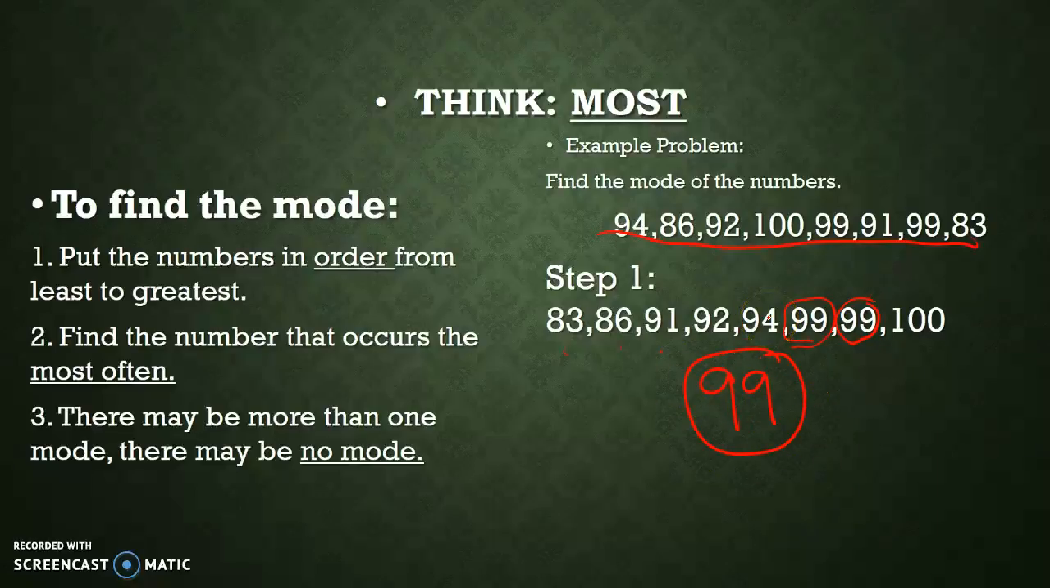Now, something important to know about mode. Okay, there may be more than one mode, so you may have 2 or 3 numbers that occur more often than the rest of the numbers. Okay, or there may be no mode at all. So if these were all different numbers, you would put no mode. Okay, this is one of the easier ones to do because all it is looking and seeing which number happens the most.